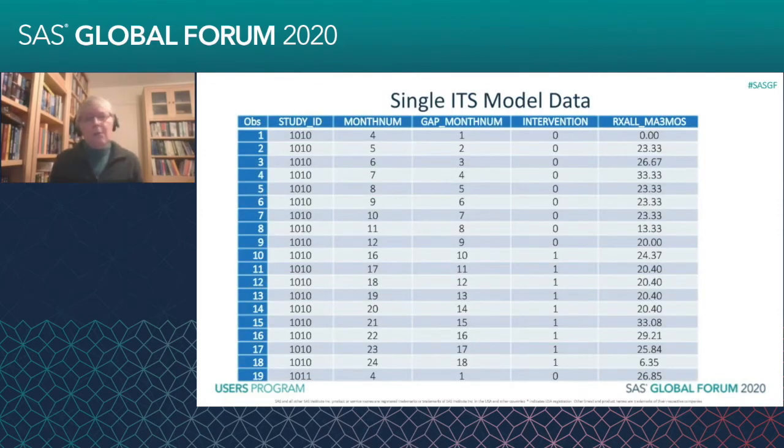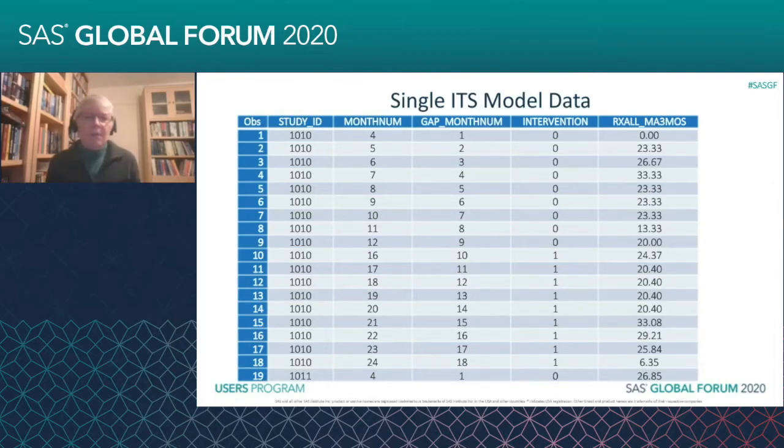So here are the data for the single ITS model. We have our study ID, and you can see that each study ID has 18 different measures, 9 before and 9 after. We're starting with month 4 because we're using a 3-month rolling average. And when I label the months gap month, that is actually just the number of months starting with month 1 going up to month 18.